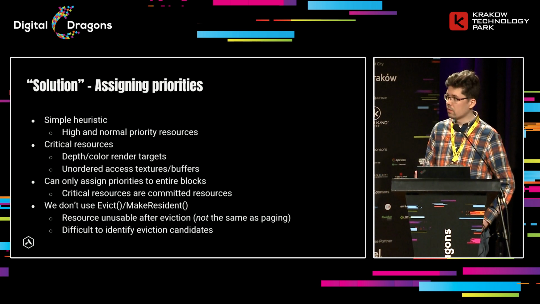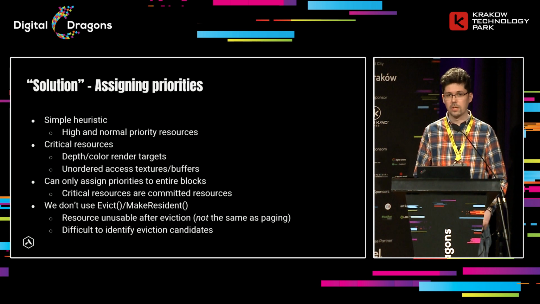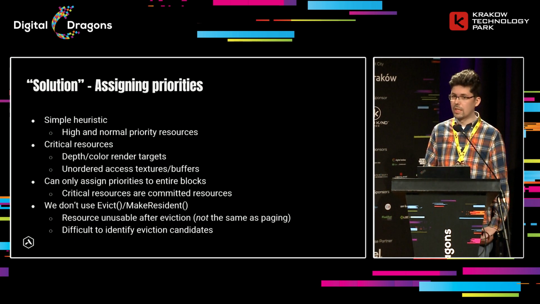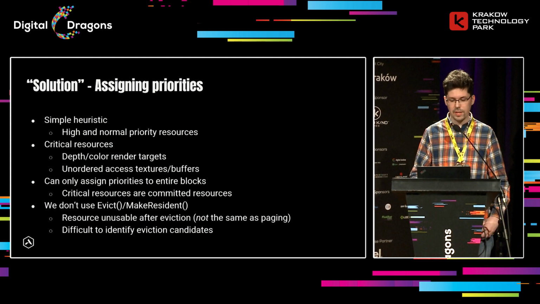So it makes a lot of sense to try to make these critical resources as committed resources so that you can control them individually, or at least assign priorities to them individually, which is already what we do to avoid fragmentation in the first place. So this is kind of a happy coincidence that really helps.